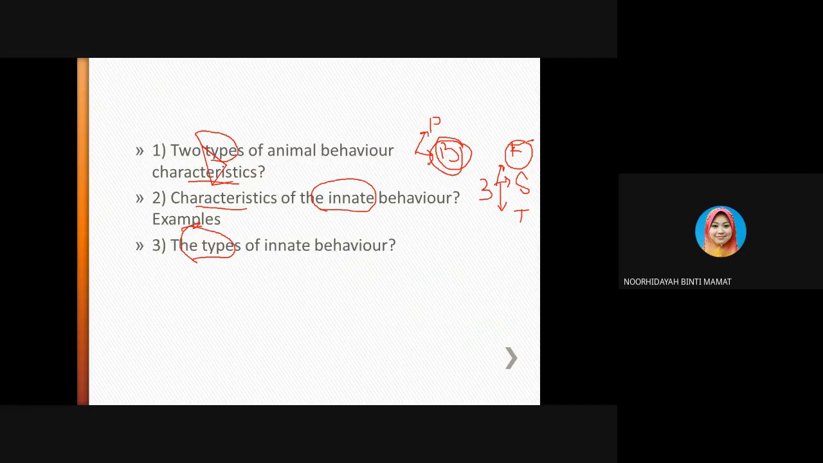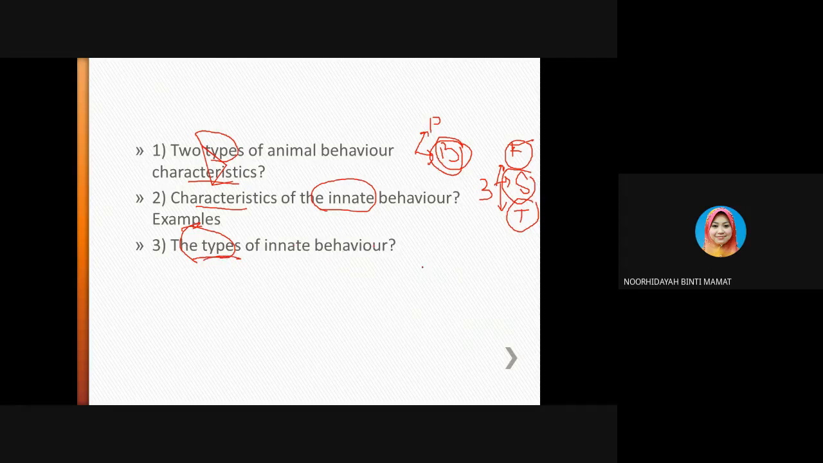The second characteristic of innate behavior is stereotyped. An example is the sequence of courtship behavior in the Malaysian dragon. This is an example of stereotyped. The third is triggered by a releaser. An example of this is the red belly of the stickleback fish.